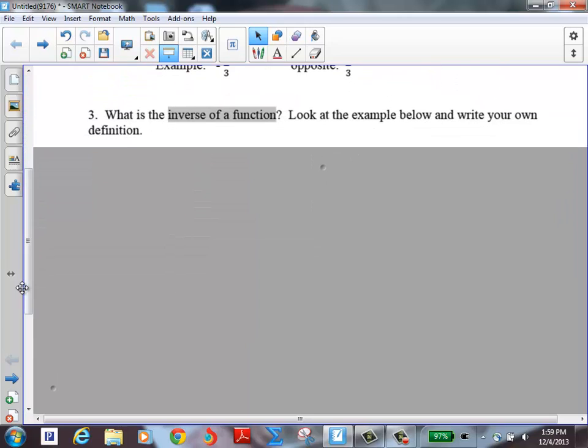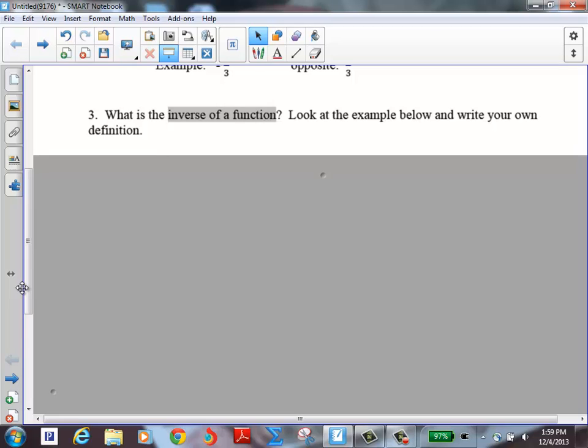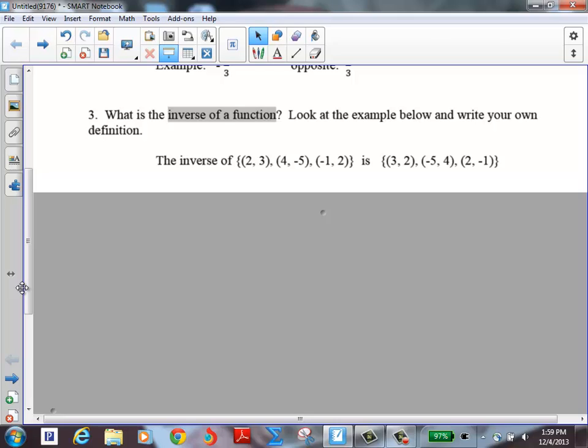All right. So now we're going to look at the inverse of a function, which is very different from the inverse of a number. The inverse of a function is not exchanging numerator and denominator. What I want you to do is look at the example below and see if you can write your own definition for what the inverse of a function is. Please go ahead and hit pause and come up with a definition.